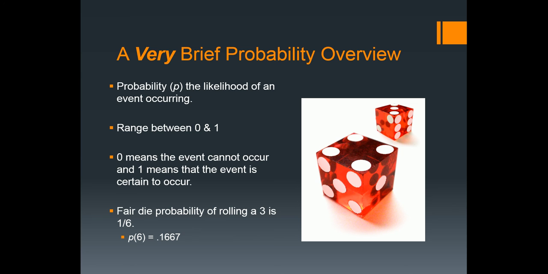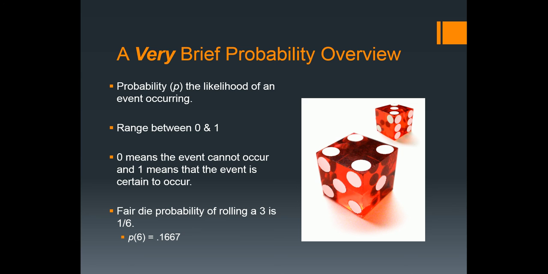First and foremost, let's define probability as the likelihood of an event occurring. That event could be you flip a coin and it lands on heads, or you roll a die and it lands on 3, or it could be the probability that somebody will get in a car accident. An event could be anything, but it's basically the probability of the event occurring.